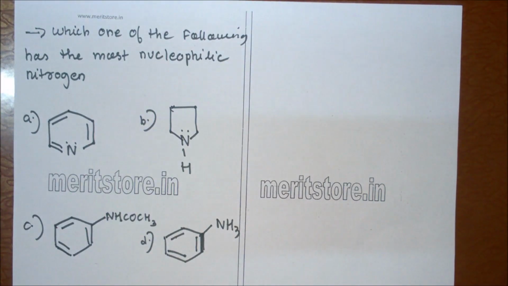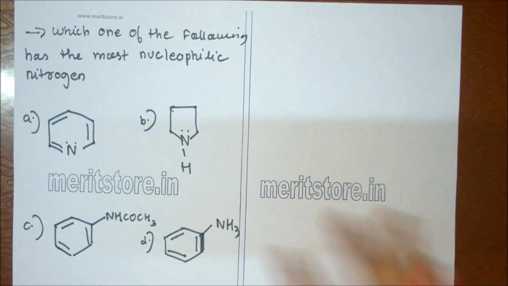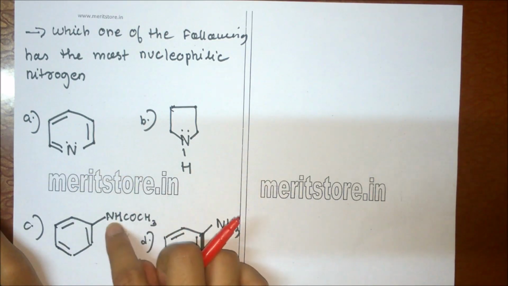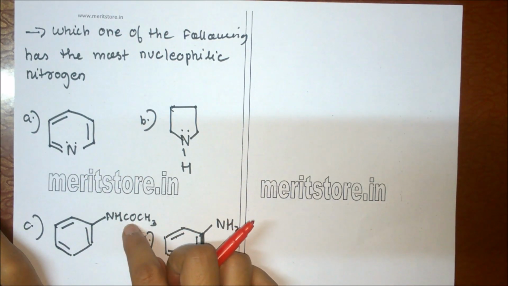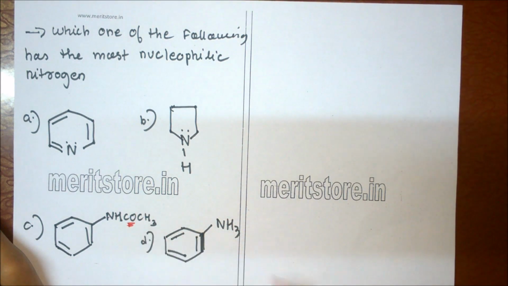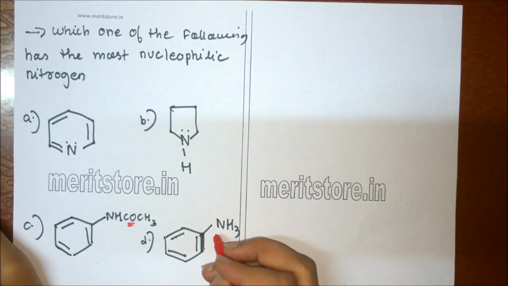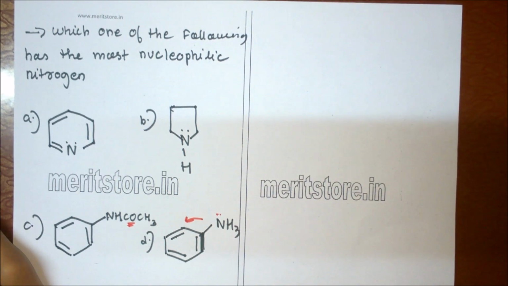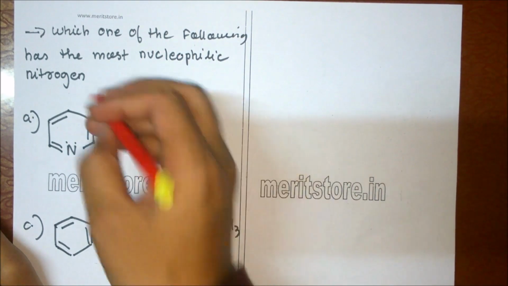Which of the following has the most nucleophilic nitrogen of all the options? In option B, the lone pair of electrons on nitrogen is part of aromaticity, and in option C, the NH group is adjacent to the electron withdrawing group, which is this. And in option D, the lone pair is a part of resonance. So pyridine is most nucleophilic, option A.